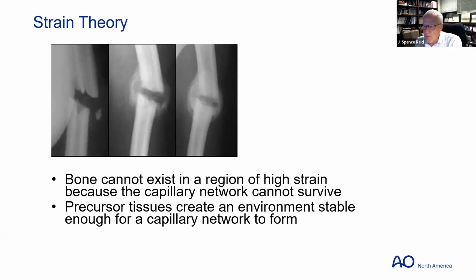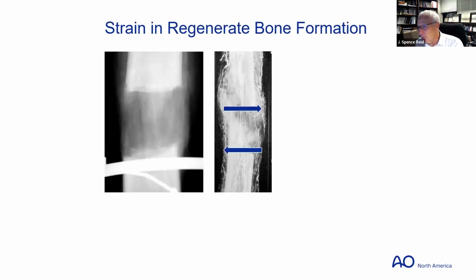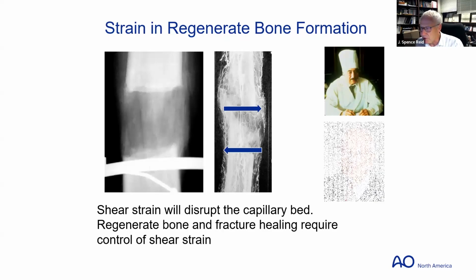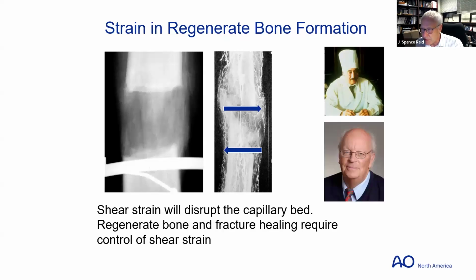I think a non-union machine is when you bring 2 bone ends very close together, you don't control the shear strain, and you damage the soft tissue to the point where it won't make callus. That's a non-union machine, if you will. So, strain and regenerate bone in Ilizarov techniques is the same. Shear strain will disrupt the capillary bed. So regenerate bone and fracture healing all require control of shear strain to allow the proliferation of the capillary network. So Ilizarov and Stefan Perren were actually on the same page with each other.